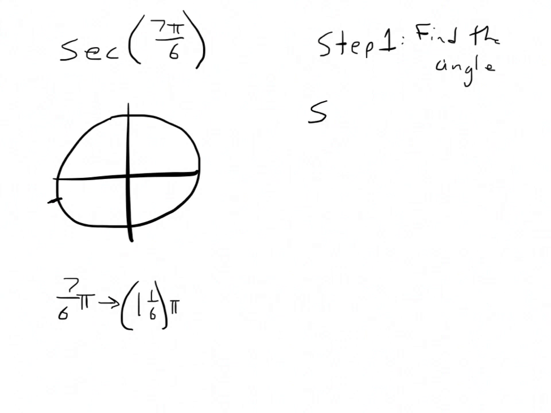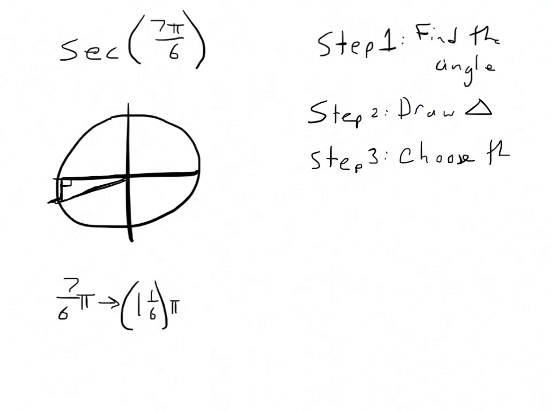Then step 2 was, I think, to draw the triangle. I don't remember from the other video; the steps kind of all blend together. So from here, you go up to the x-axis. We draw up to the origin, and we've got this right angle here. Step 3, or maybe it was step 2, was that we needed to choose the side or the ratio that we need.